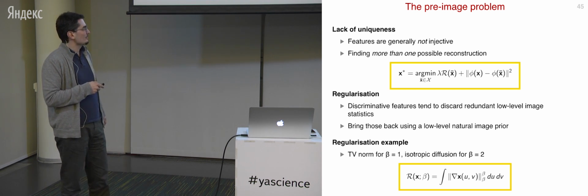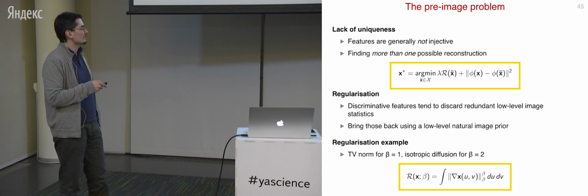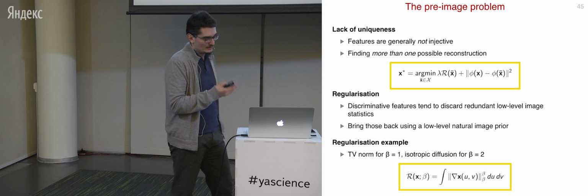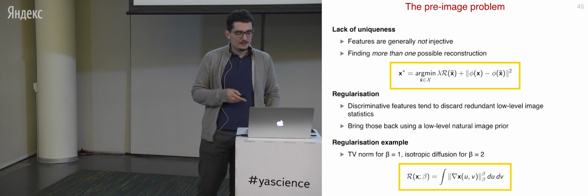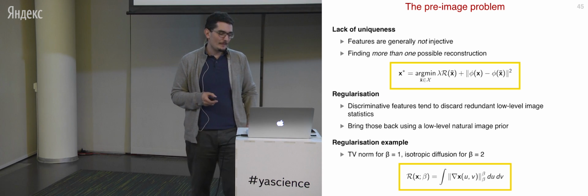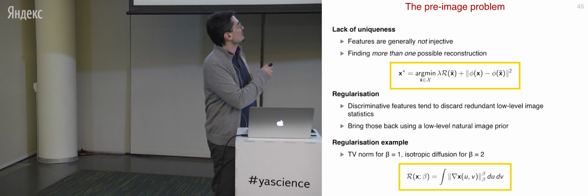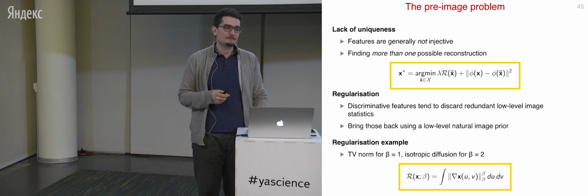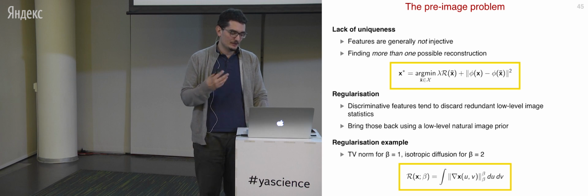One of them is to just compute the gradient of the image at each point, then integrating its beta norm, and beta could be 2 or 1. So if it is 1, you get a TV norm regularizer, and if it is 2, you get basically isotropic diffusion. Basically, this means that when you do this reconstruction of the image X from the feature, you impose some smoothness in the result, but very generic kind of smoothness.